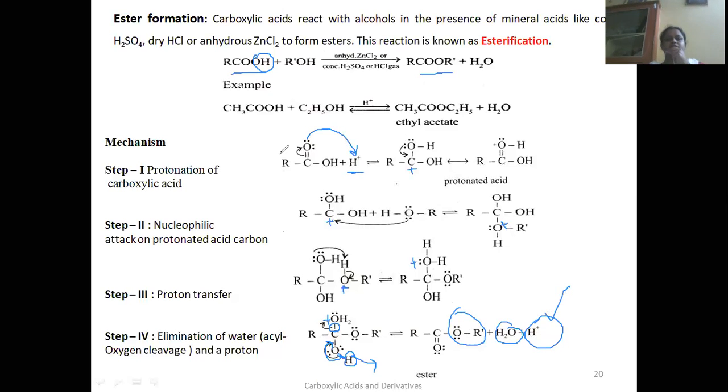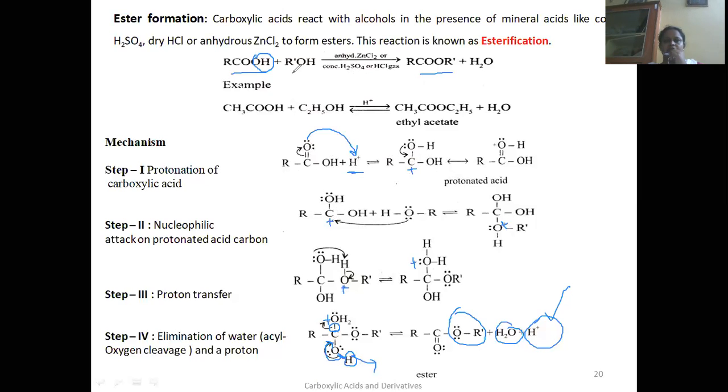So what are the steps involved here? First, what are the reagents we require? We obviously require a carboxylic acid, an alcohol, and a catalyst. First, we take a carboxylic acid and add catalyst H plus, that is from this acid H2SO4. It will create a positive charge, an electron deficient site, here.